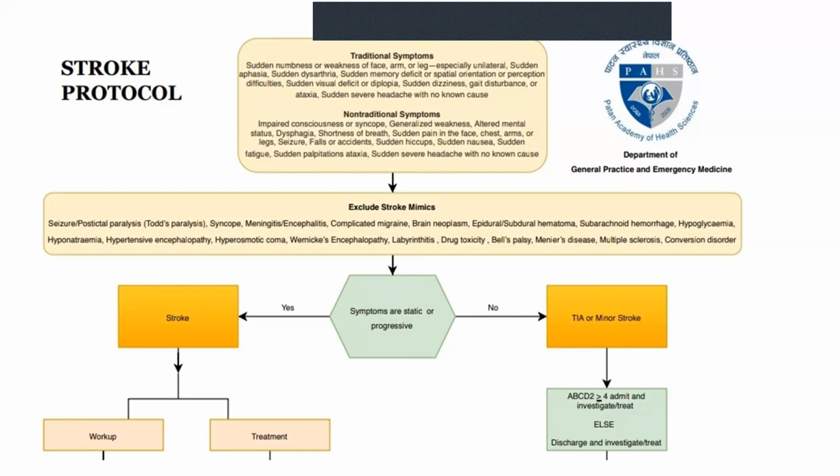After ruling out, if we find the symptoms are progressive in nature, then it could be stroke. If the symptoms are static, not progressive, and getting relief, then TIA or minor stroke can be thought of. When we think of stroke, then we should further do a workup.